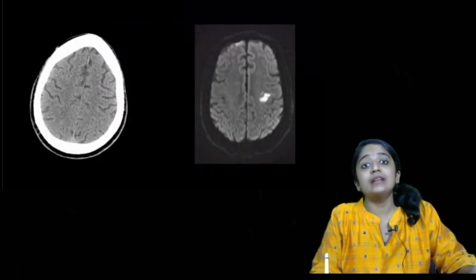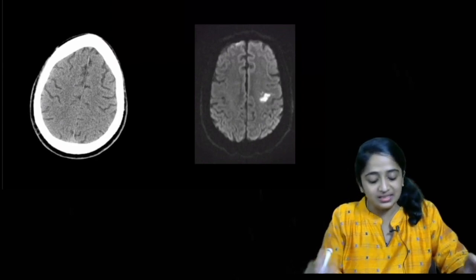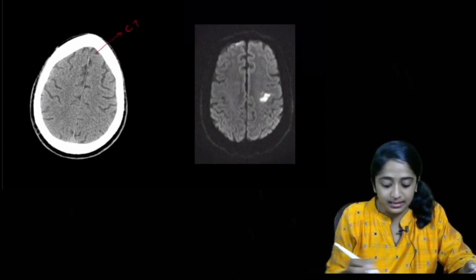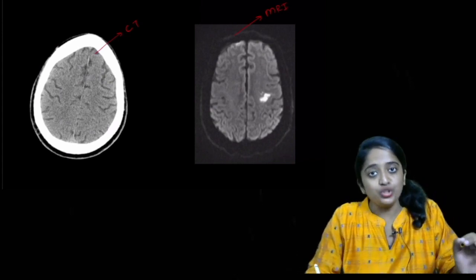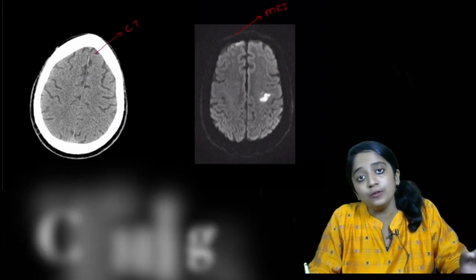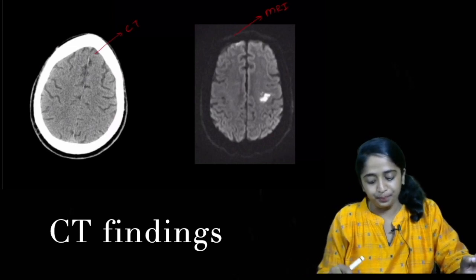So there are two modalities that we have. One is the CT scan. This image is the CT. The other one is the MRI. In this lecture, we shall only discuss the role of CT in ischemic stroke.